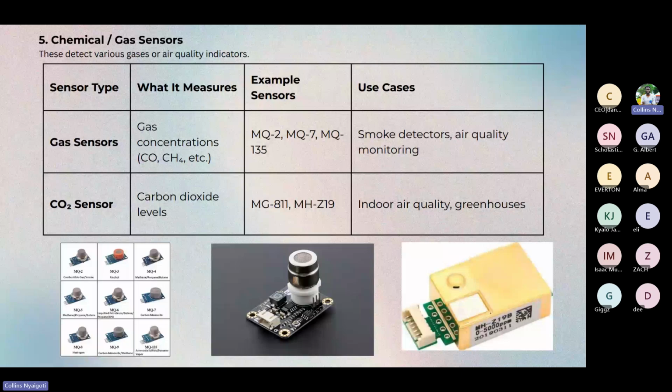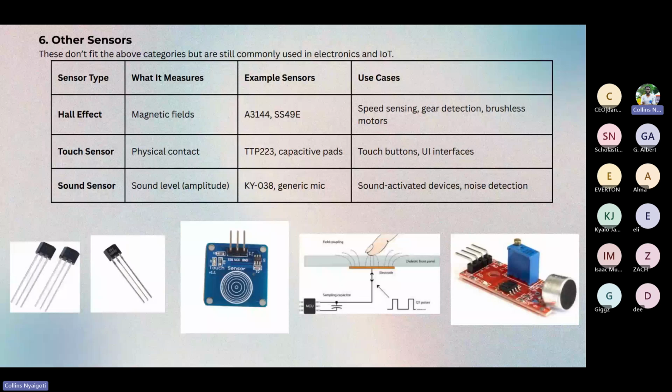Other sensors are those that don't really fit in the categories I created but are still commonly used in electronics and IoT. One is the Hall effect sensor, which uses magnetic fields. There are the A3144 and SS49E. Use cases: speed sensing, gate detection, brushless motors. I've not worked with all of these sensors.